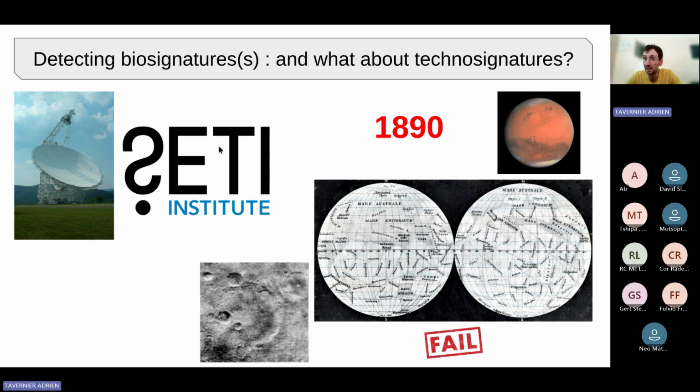And in 1990, with the channels, the canali, this was a kind of technosignature. Of course it failed. There were other observations of Mars with a better telescope, and also Mariner 4. I don't remember the exact date, perhaps it was the 60s or 70s. This is the first picture of Mars, and of course it was the end of the belief that there was a civilization on Mars, because the pictures were showing an arid and dry world.